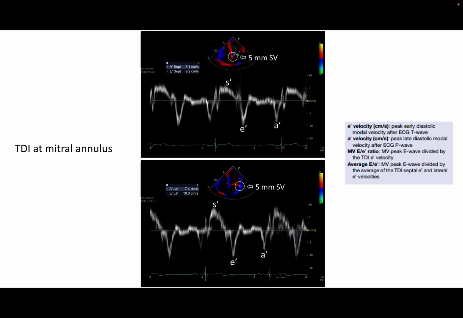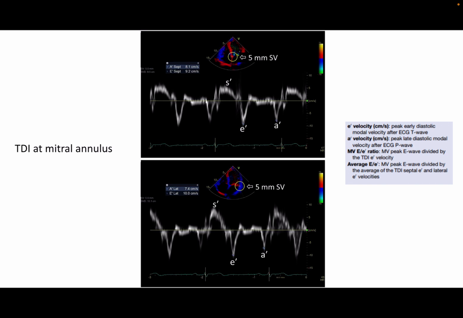Pitfall: mitral annulus calcification. It causes artifactually reduced E prime. Do not use E prime or E to E prime in severe mitral annulus calcification, MAC. In pulmonary hypertension with septal flattening, use the lateral E prime only, not the average. Post-cardiac surgery, annular motion may be altered, so use with caution.